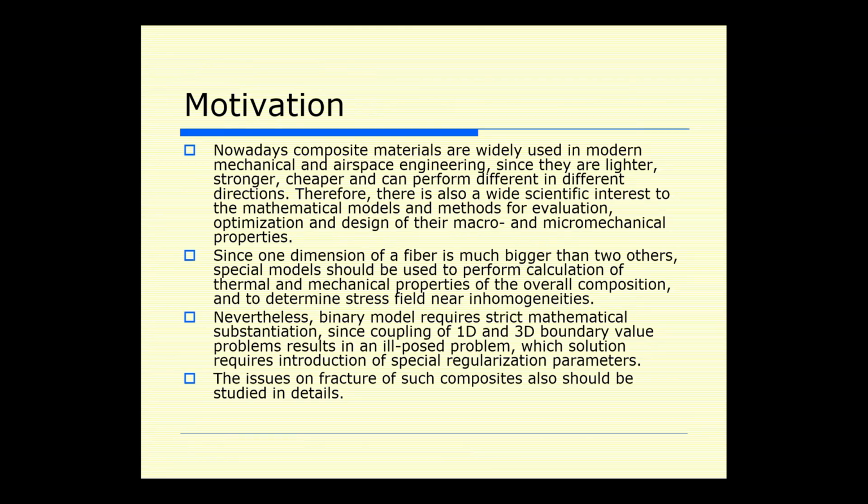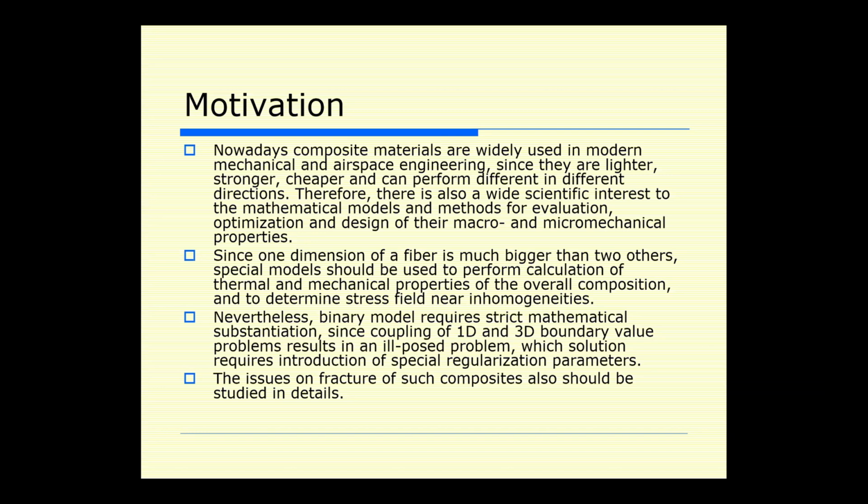Composite materials are widely used in modern mechanical and aerospace engineering because they are lighter, stronger, cheaper than traditional materials and can perform differently in different directions. So this means that they are anisotropic. Therefore, there is also a wide scientific interest in the mathematical models and methods that allow evaluation, optimization, and design of their macro and micromechanical properties.